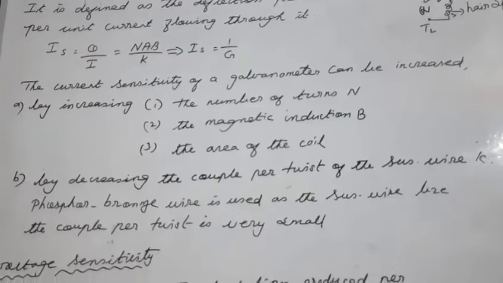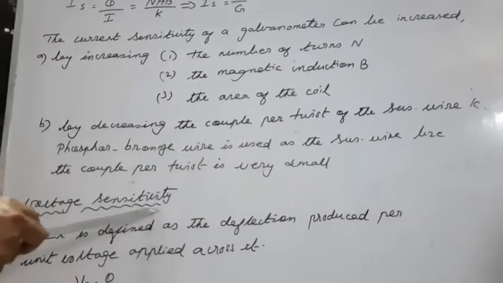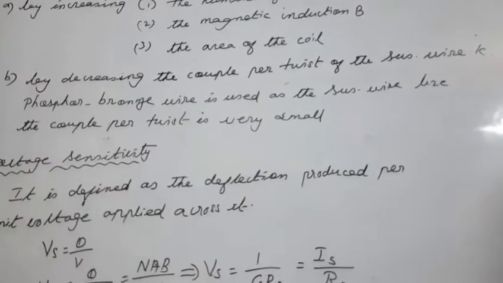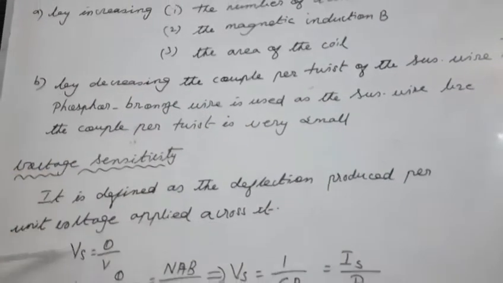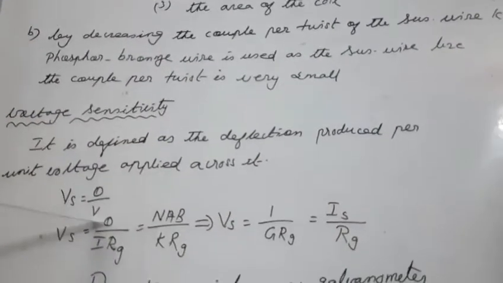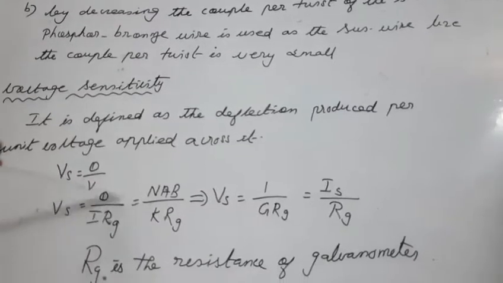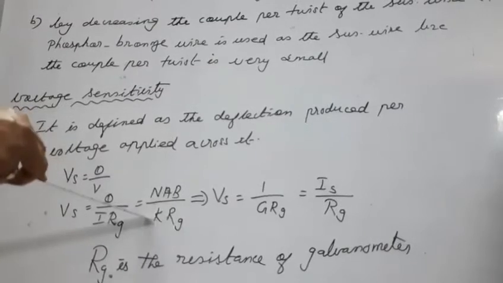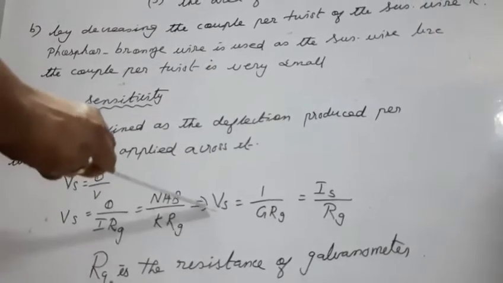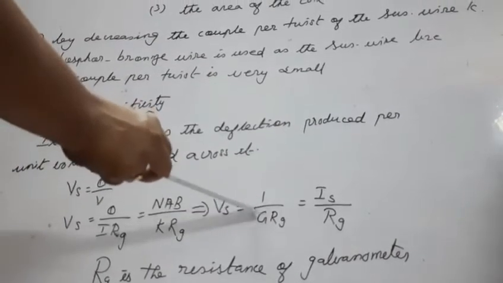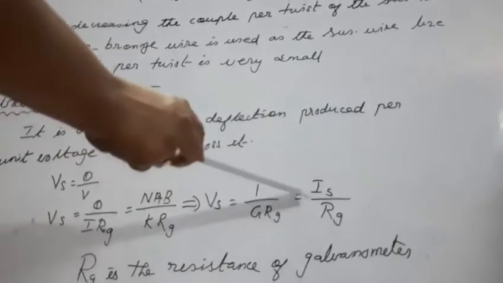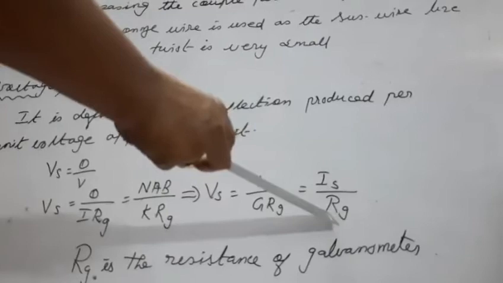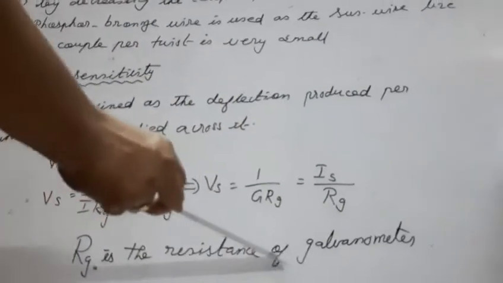And next, what is known as voltage sensitivity. It is defined as the deflection produced per unit voltage applied across it. That is, Vs is equal to theta by V. Therefore, Vs is equal to theta by IRG. Theta value is NAB by K into IRG. So, from this we calculate Vs, which is equal to 1 by G into RG, which is equal to Is by Rg. Here Rg is known as the resistance of the galvanometer.